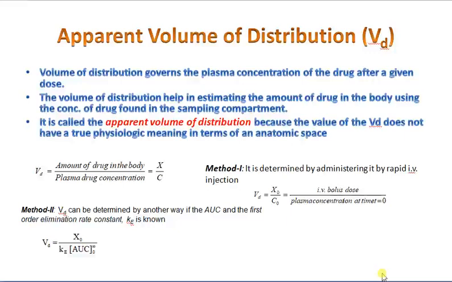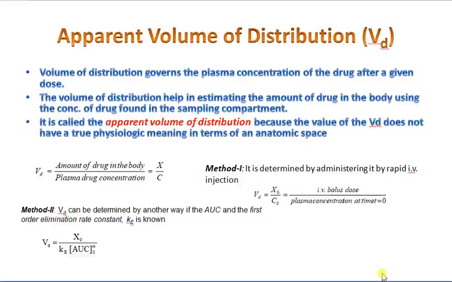Next we find out the volume of distribution. The volume of distribution governs the plasma concentration of drug after a given dose. The volume of distribution helps in estimating the amount of drug in body using the concentration of drug found in the sampling compartment. It is called the apparent volume of distribution because its value does not have true physiological meaning in terms of anatomic space. Volume of distribution is equal to amount of drug in body divided by plasma concentration, that is, X divided by C.